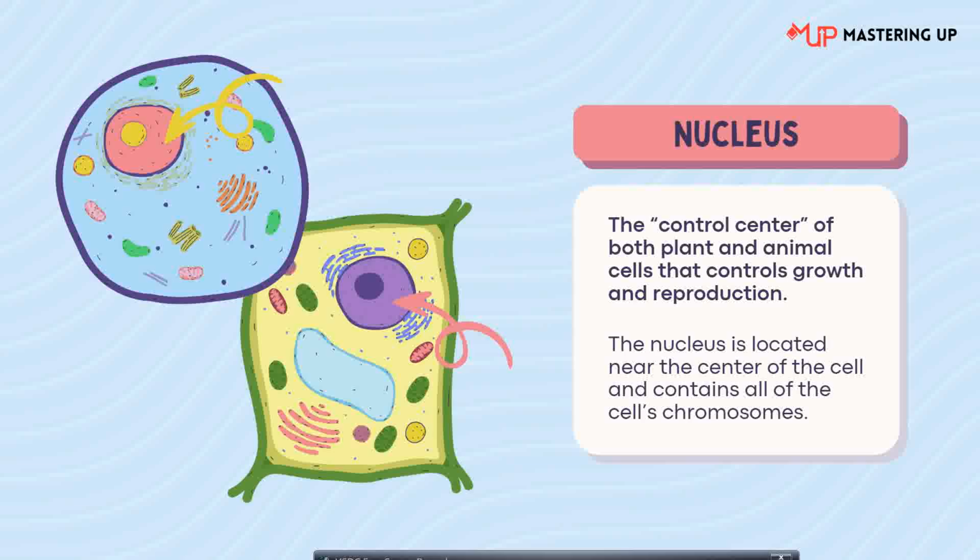So it can be said to be the control center for the cell, and it is present in both plant and animal cells. The nucleus is located near the center of the cell and contains all the cell's chromosomes. So the nucleus contains all the chromosomes for the cell.